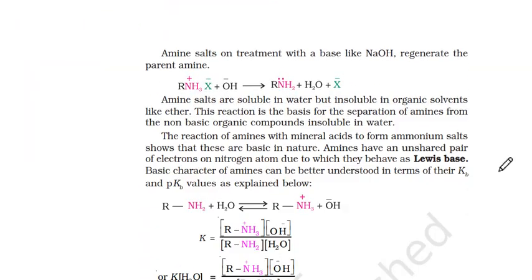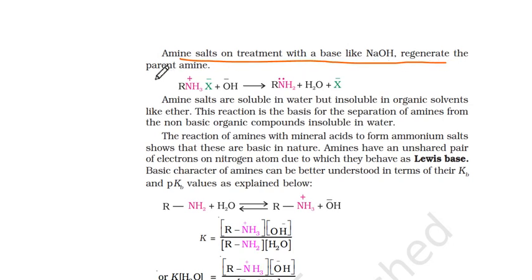Then these amine salts, on treatment with a base like sodium hydroxide, regenerate the parent amine. So if you want to get back the parent amine, you will make it react with OH negative of any strong base, say sodium hydroxide. Amine salts are soluble in water but insoluble in organic solvents like ether. This reaction is the basis for the separation of amines from non-basic organic compounds insoluble in water.